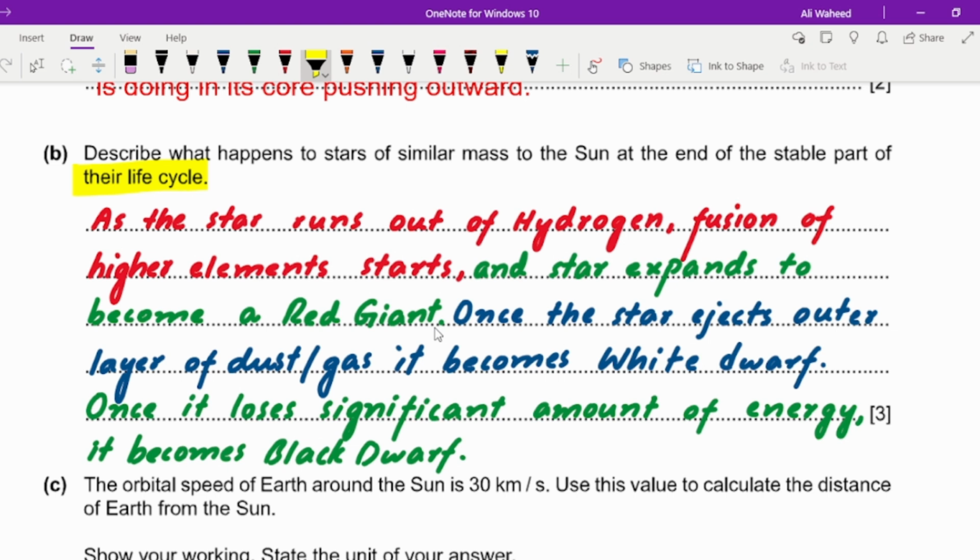And once the star ejects the outer layer of dust in the form of a planetary nebula, it becomes a white dwarf. And the white dwarf keeps releasing energy, and once it has released a significant amount of energy, it becomes a black dwarf, which eventually vanishes.